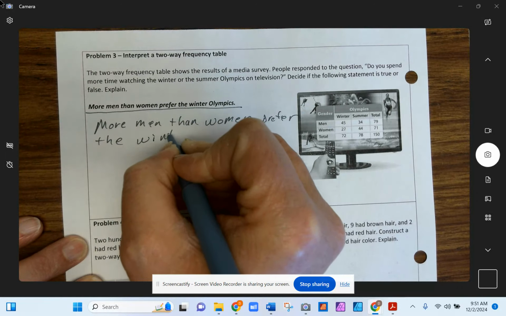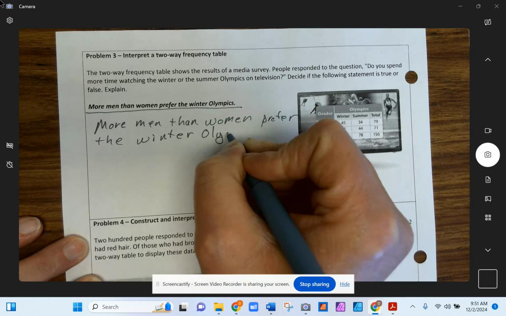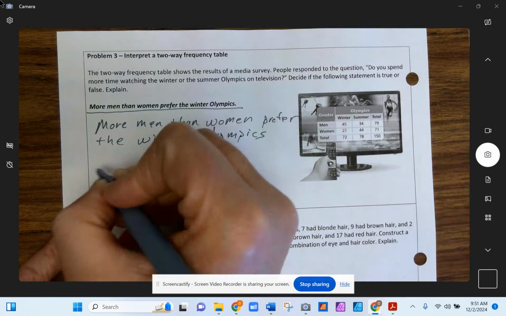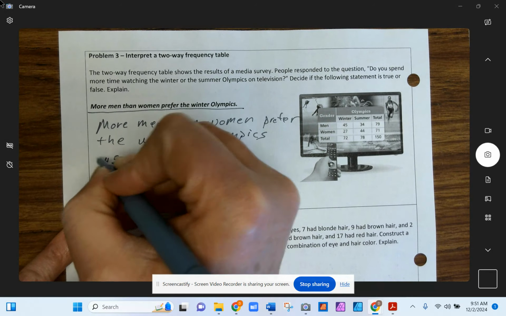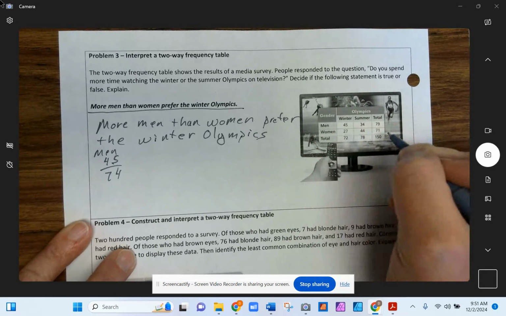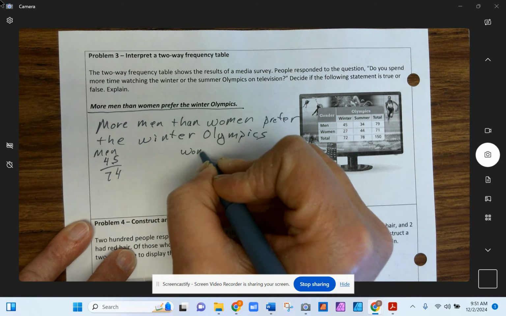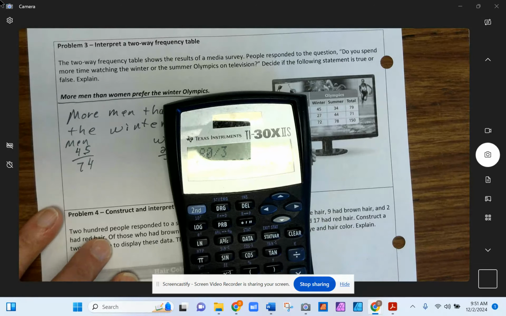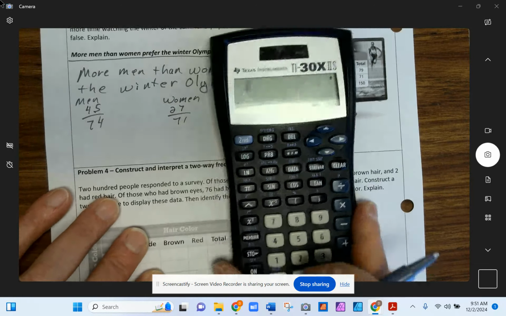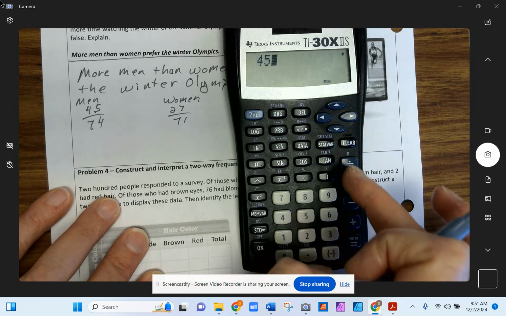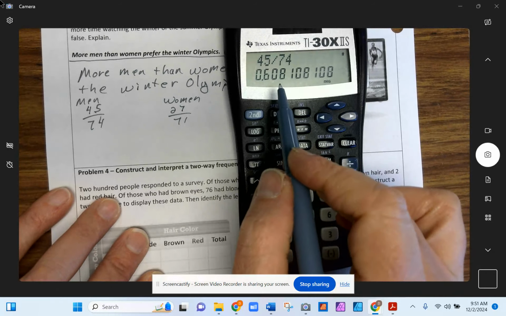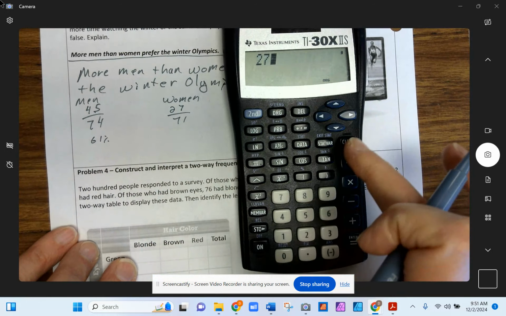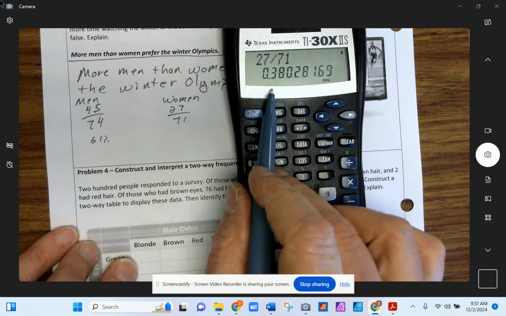And you can actually get a little bit more in depth with this if you wanted to look at total number of men versus total number of women, right? So you had 45 out of 74 for men, and then 27 out of 71 for women, right? So then you would convert this to be the same. We'll just do a percentage, and this actually goes into the next topic. We'd say 45 divided by 74 gets us to 61%, and then 27 divided by 71 gets us to 38%, right?